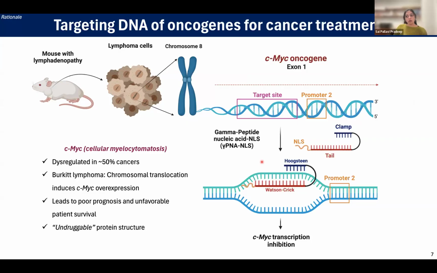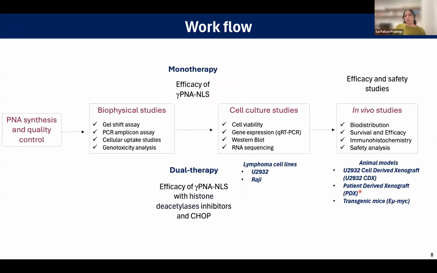So in this project, what we tried to achieve was using a peptide nucleic acid with an NLS. We targeted the genomic DNA of the c-Myc oncogene, and we explored its transcription inhibition potential. So my workflow consisted of the synthesis of the PNA as well as quality control. We then followed this by biophysical studies. And then we moved on to cell culture studies, where we looked at the gene expression and the protein analysis of c-Myc as well as the cell viability.